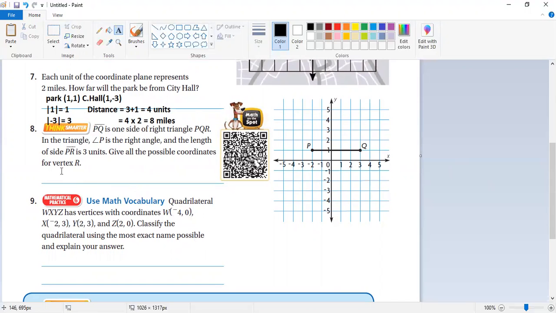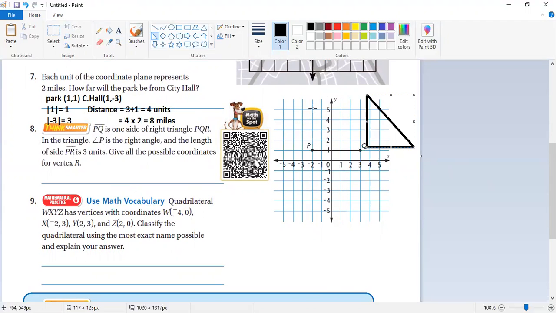And let me give you a hint, just a clue. There should be 2 answers for this, because they said PQ is one side of the right triangle PQR, and angle P is the right angle. So you know how a right triangle looks like? A right triangle looks like this. They said this is right angle P. This is going to be P. Length of side PR is 3 units. Give all the possible coordinates for vertex X.